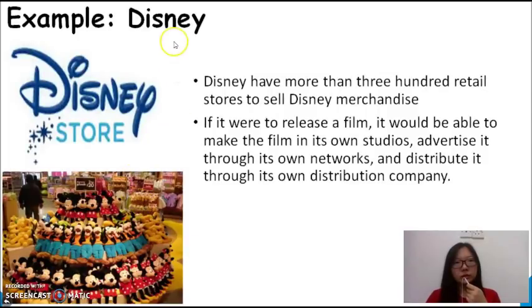An example of forward integration is Disney. Disney has more than 300 retail stores to sell Disney merchandise, and if it were to release a film, it would be able to make the film in its own studios, advertise it through its own network, and distribute it through its own distribution company.